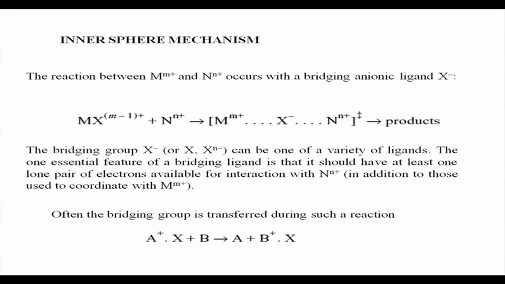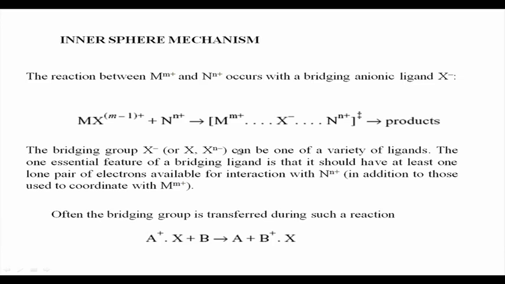And what about the other mechanism, the inner sphere mechanism? The reaction between M plus and M n plus occurs with a bridging anionic ligand X minus. So there is an X minus which bridges. That bridge may be OH minus. Water is not a good bridging ligand. In some cases there are examples, but water compared to OH minus is poorly bridging. OH minus is a good bridging one.